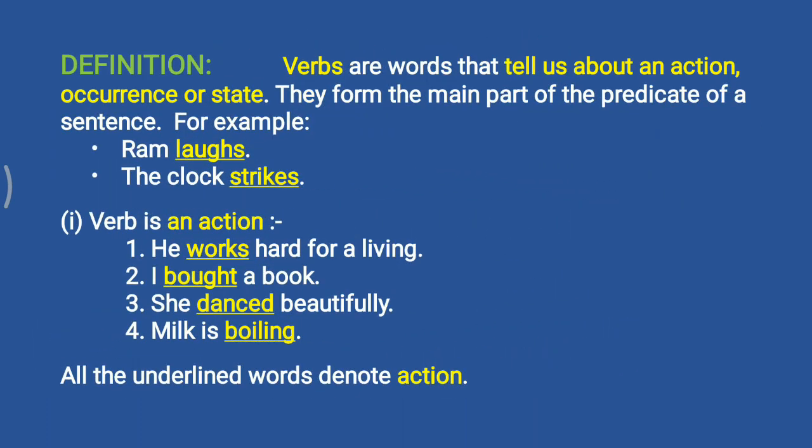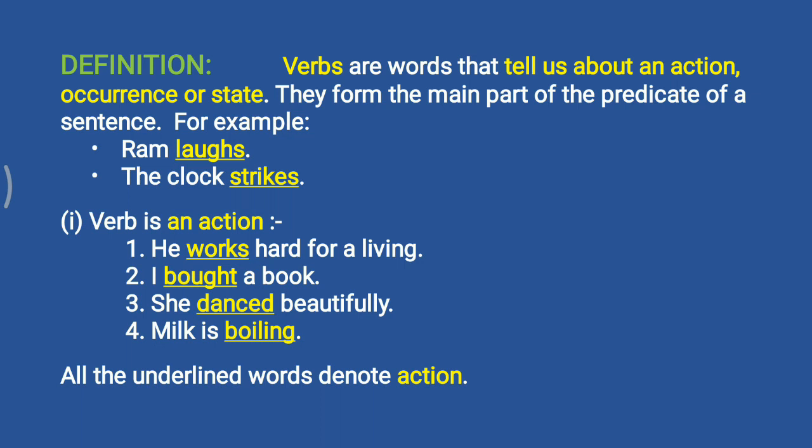Now let's define what verbs are. Verbs are words that tell us about an action, occurrence or state. They form the main part of the predicate of a sentence. For example, Ram laughs. The clock strikes. Here you can see that the words laughs and strikes are underlined and they are showing some actions. So these are verbs. From this definition, we can extract that a verb is an action.